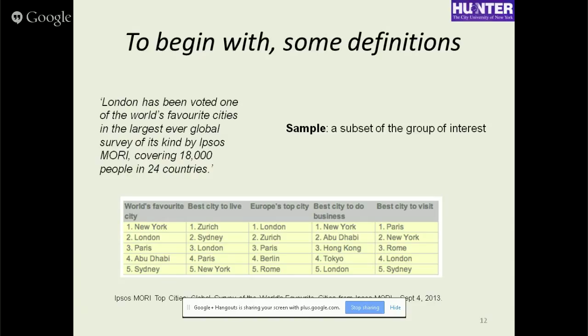So in this example here, London being voted one of the world's favorite cities in the largest ever global survey of its kind. They covered 18,000 people in 24 countries. I picked up on this because I was new to New York, and noticed that it's actually just Europe's top city, London. But that was in a London newspaper, and New York was a favorite for a couple of things, for doing business, and overall favorite. So what is the population that they're going after here?